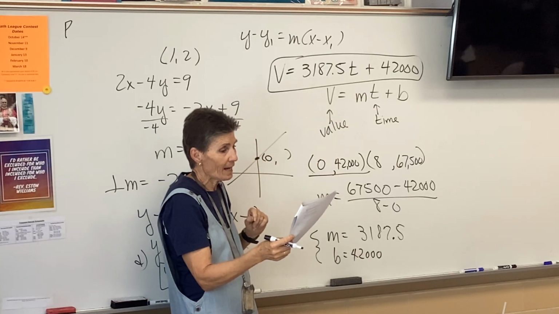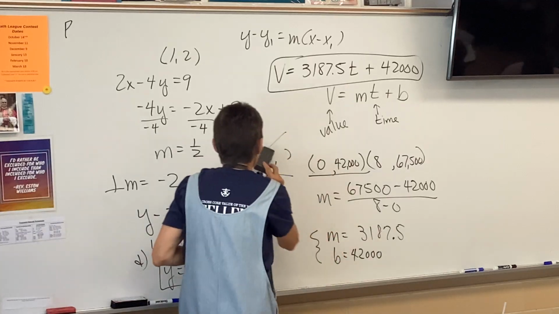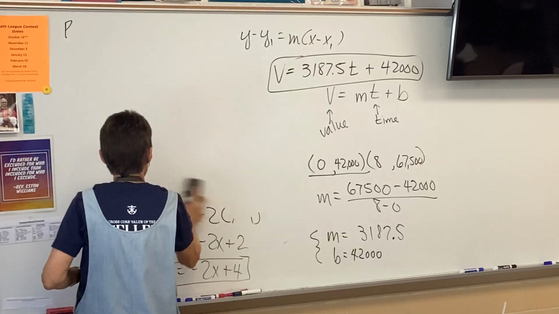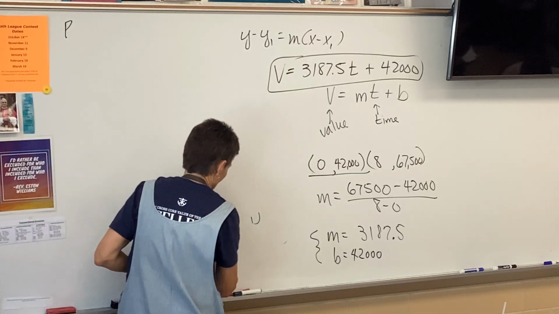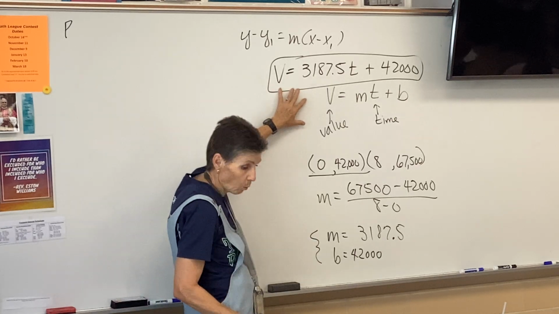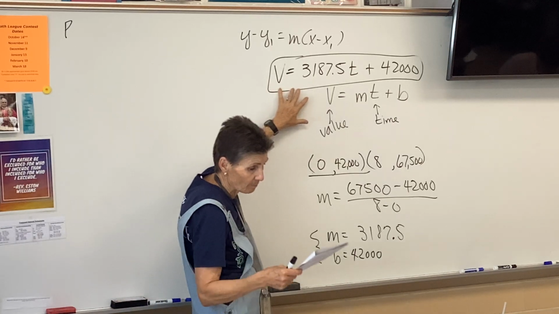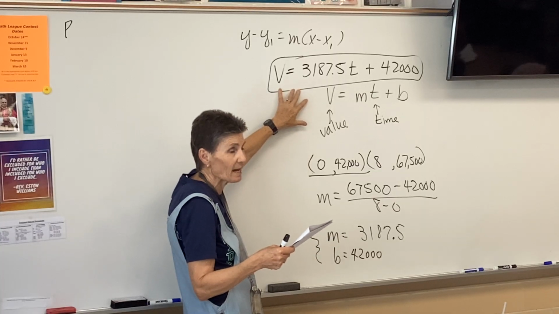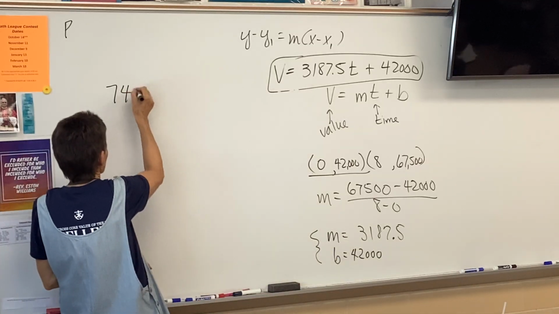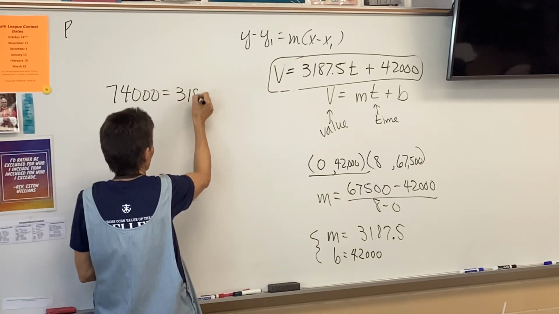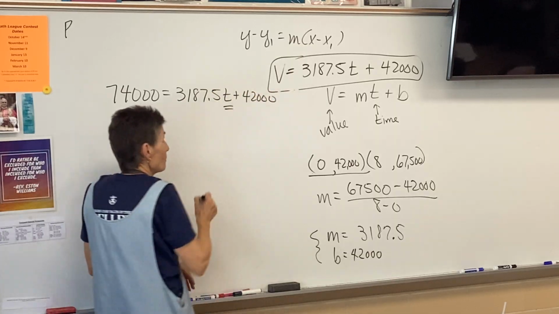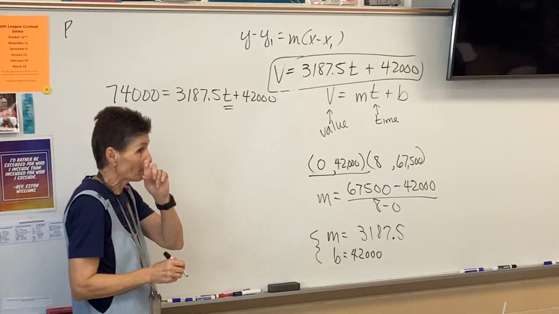When will the house be worth 74,000? How will I use my equation to figure that out? Take this equation. What is the 74,000? It's the value. So won't I just solve this equation? Won't that tell me when my house is worth that much?